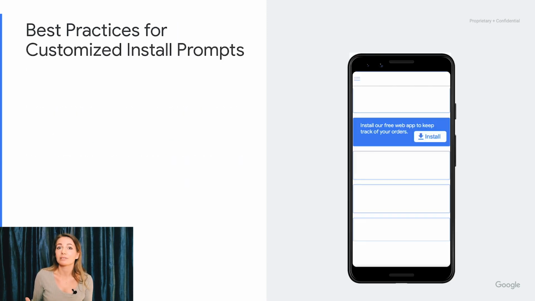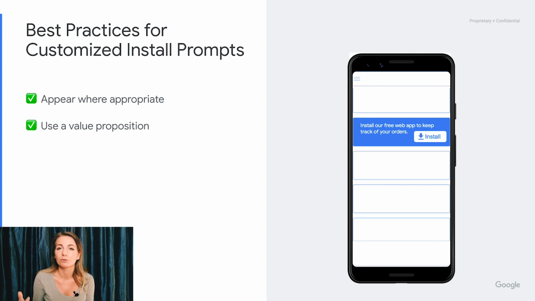There are a few best practices for customized install prompts. The first one is to appear where appropriate. The ground rule here is not to ask users to install the PWA on their first visit. Instead, consider prompting already engaged users, for example, when they have viewed certain content or completed a task on their second visit.